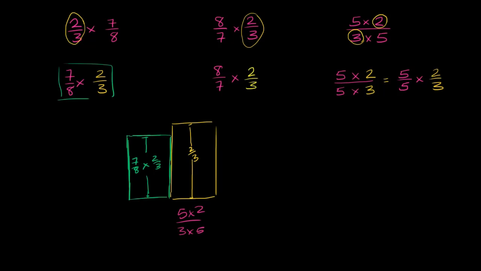Likewise, let's look at this one right over here, this one in the middle. 8/7 times 2/3. Well, 8/7 is bigger than 7/7. It's more than 1. This is more than 2/3.